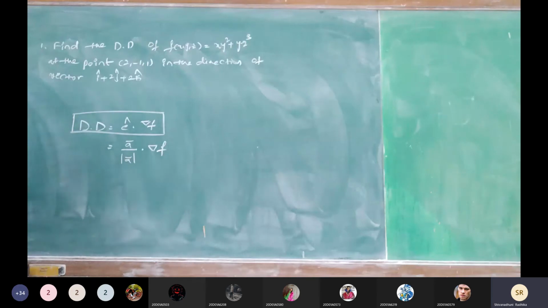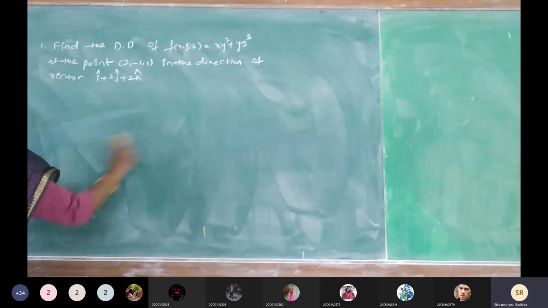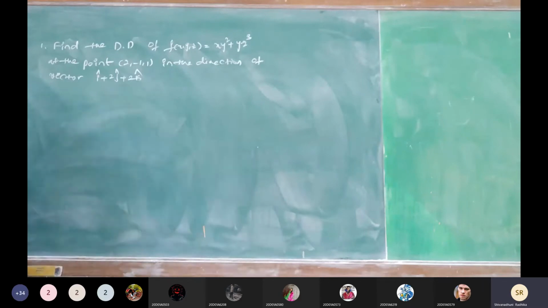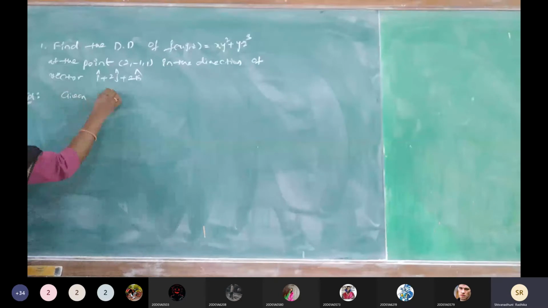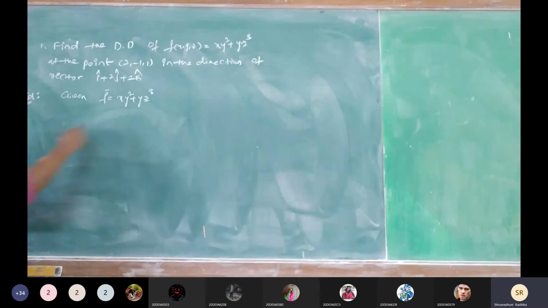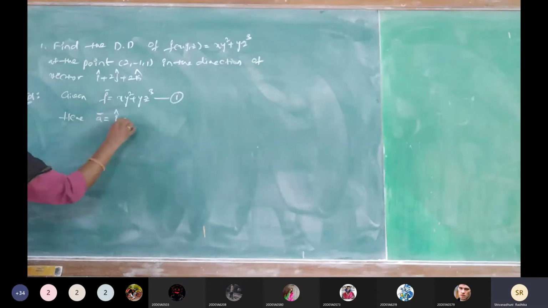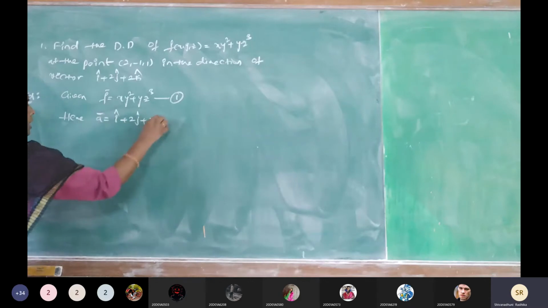Is it clear? Now, listen. I'm going to solve this problem. To solve it, we have to write the given data. First of all, given f is xy squared plus yz cubed. So this is equation number 1. Now, in the direction of which vector? In the given, A bar equals i cap plus 2j cap plus 2k cap.